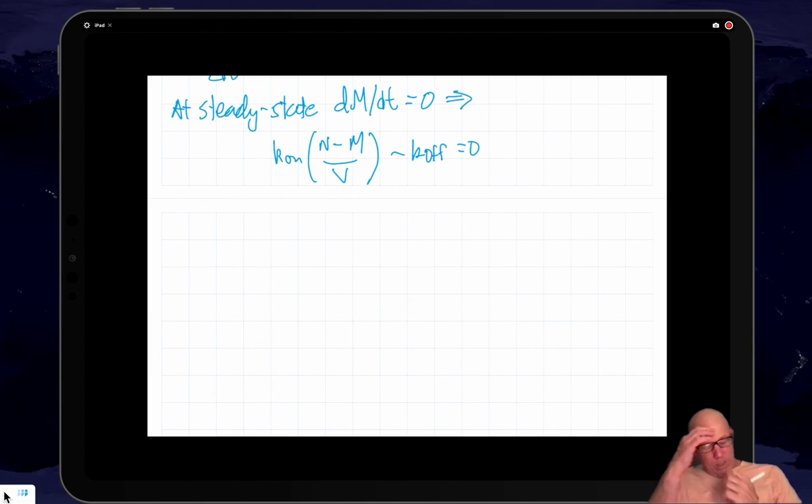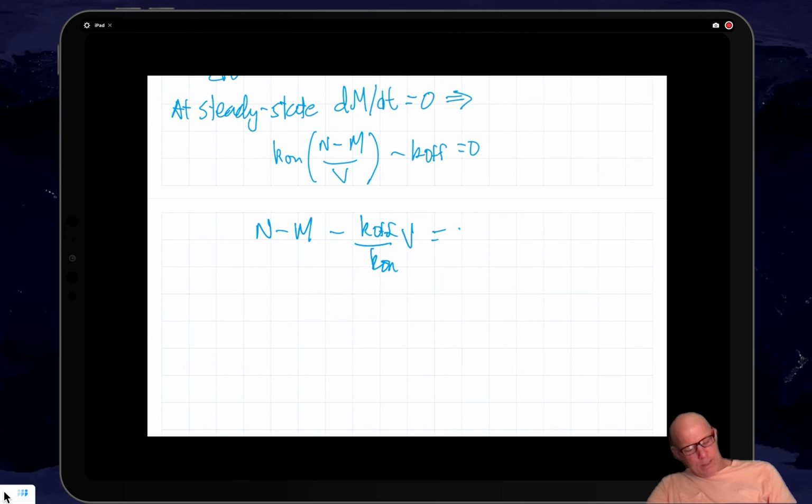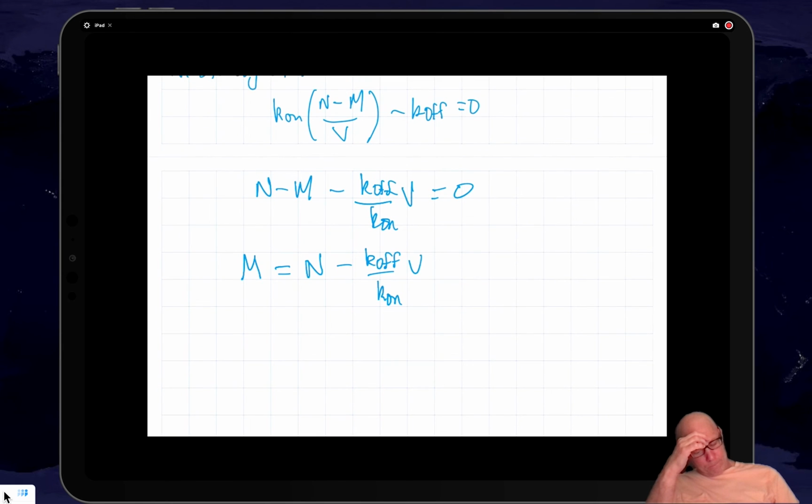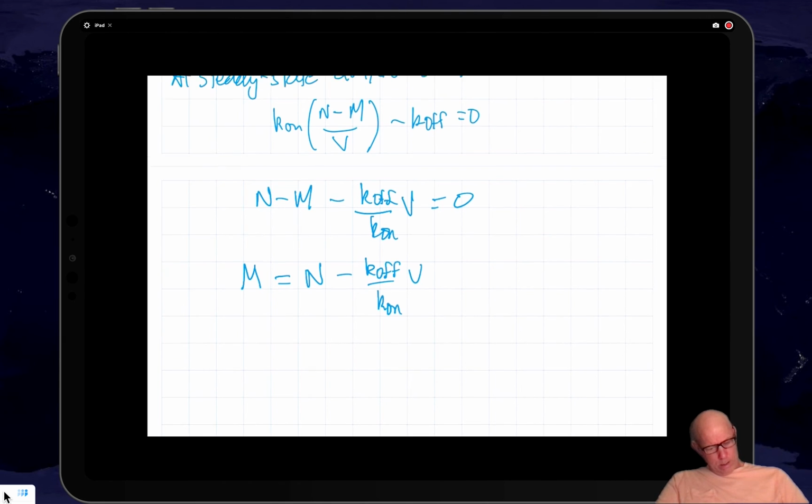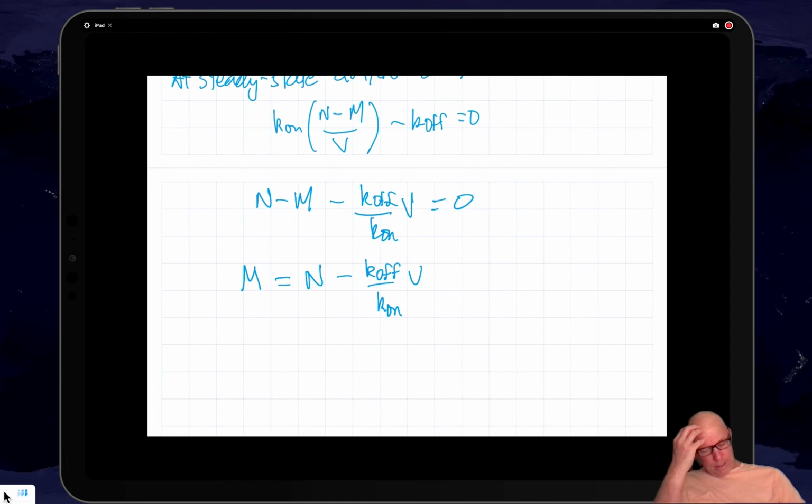Okay, and so I can think this through. This implies then that I have n minus m minus k_off divided by k_on times v is equal to 0. Or m is equal to n minus k_off over k_on times v. Did I make a mistake here? No, I guess that's fine. I think I've maybe gotten myself a little bit confused, so I apologize, but just hold on a sec.